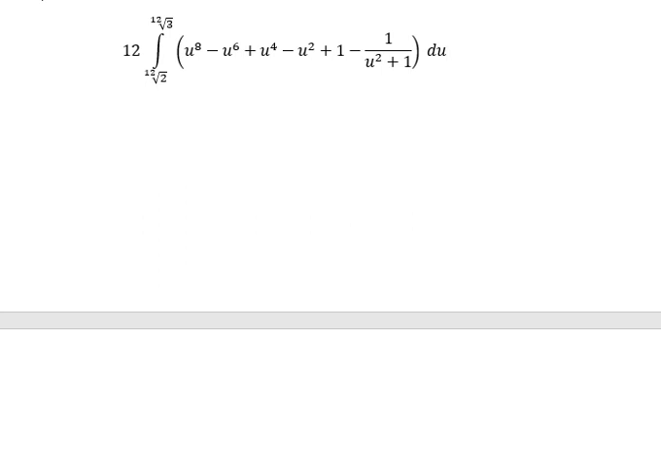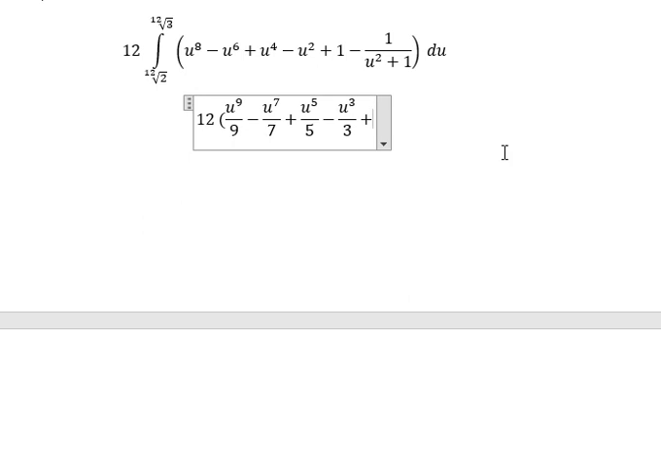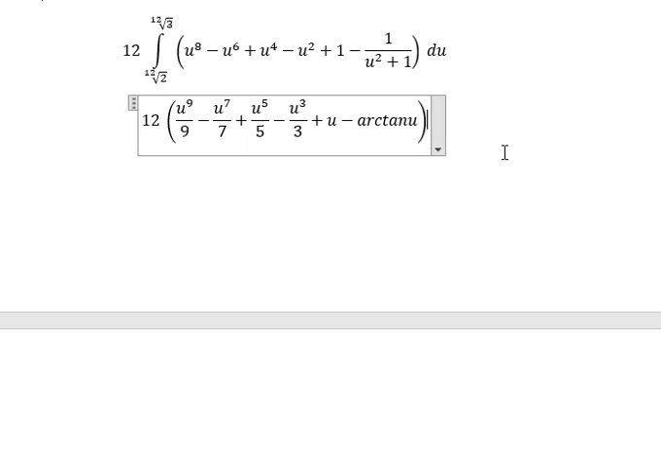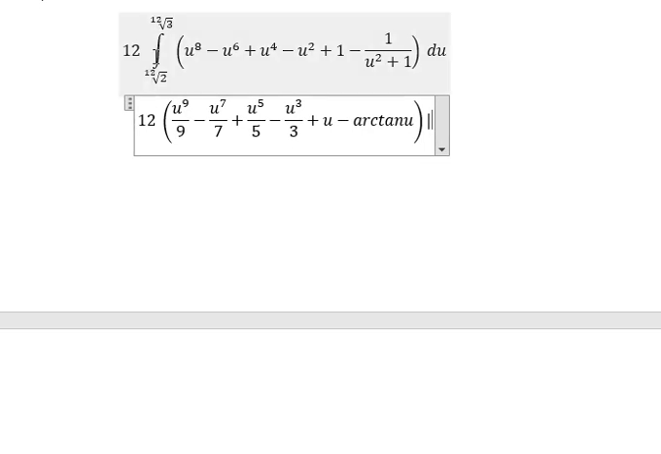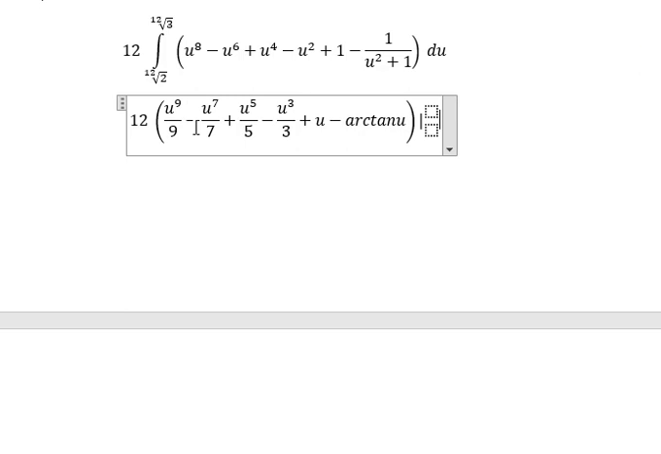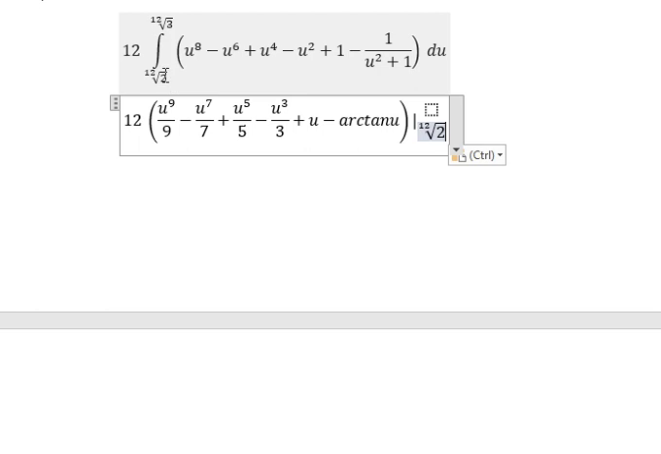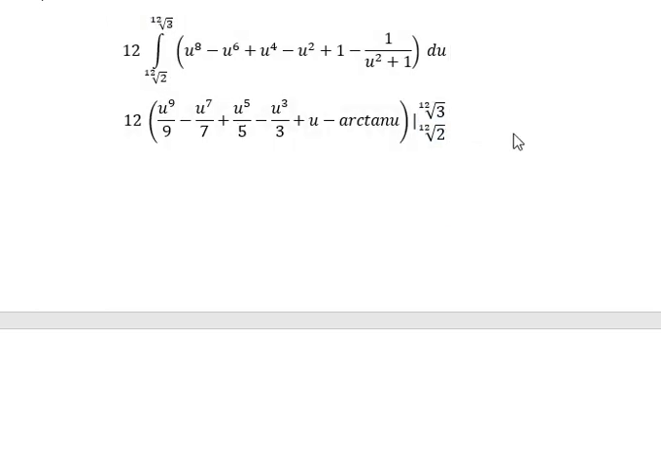Now we have u to the power of 9 over number 9. The next one, u to the power of 7 over 7, u to the power of 5 over 5, u to the power of 3 over 3. The next one we have u, and the last one we have arctan of u. And then we put the limits from this one to this one. And now we have the final answer.